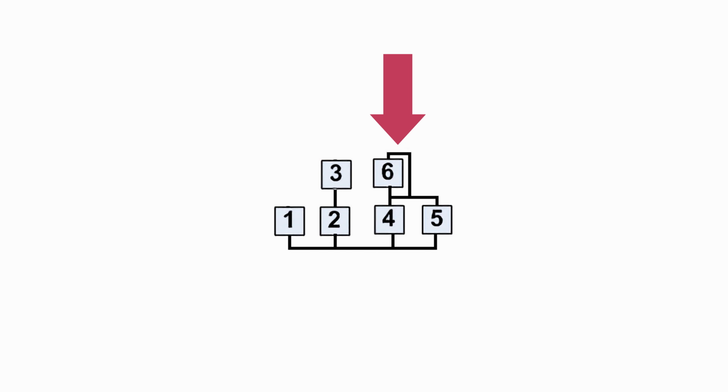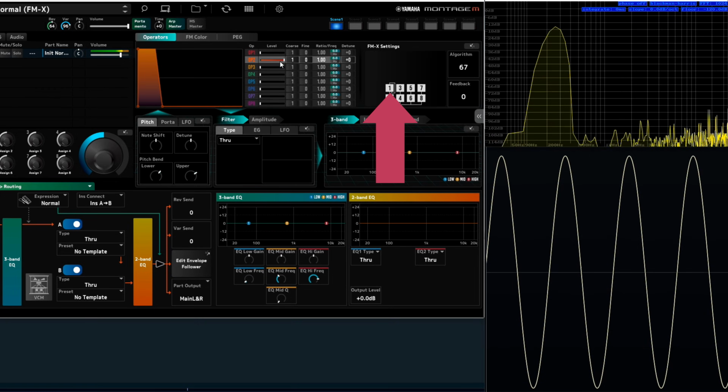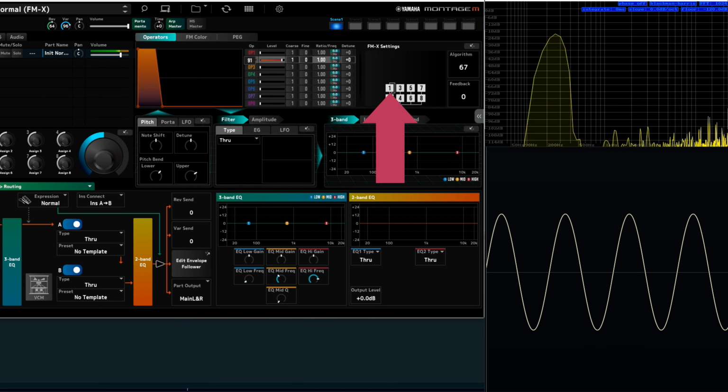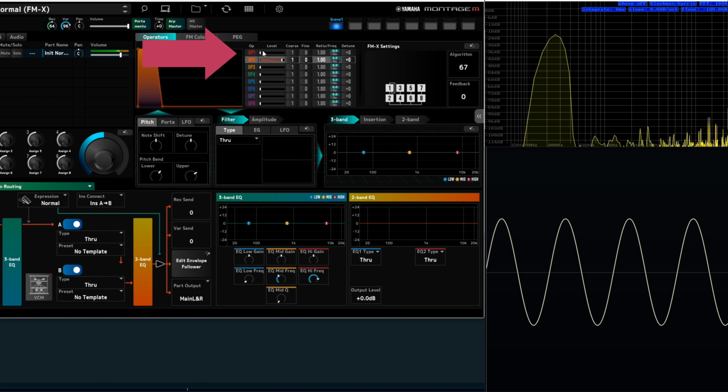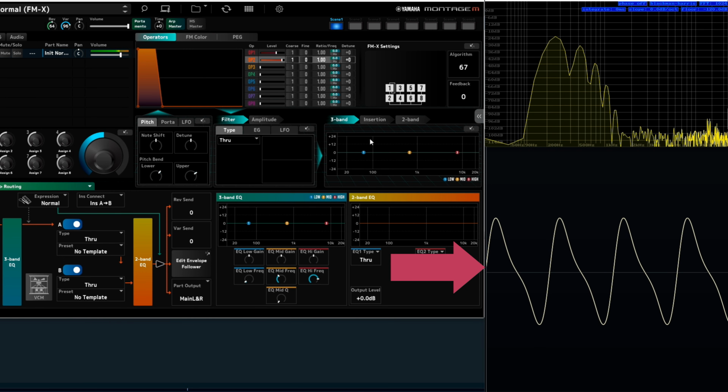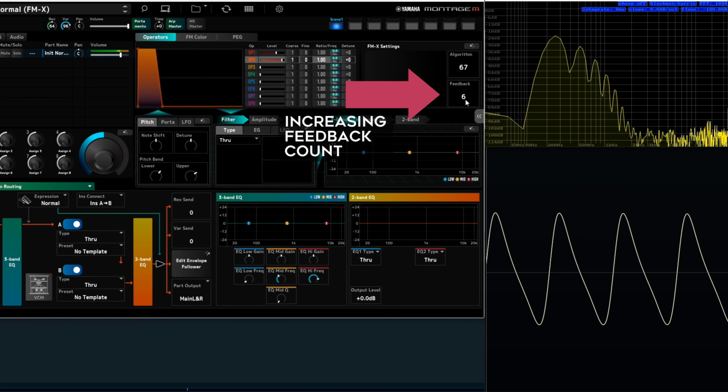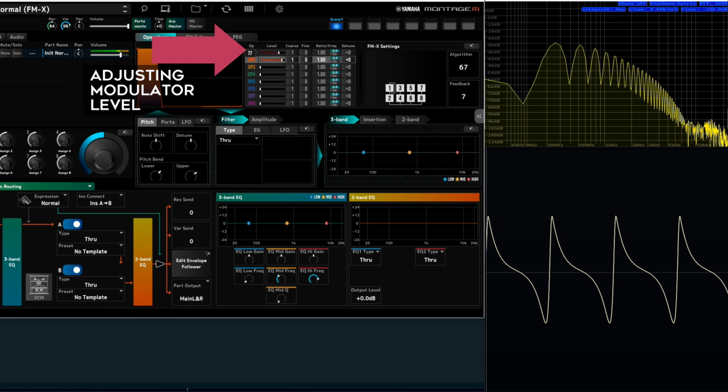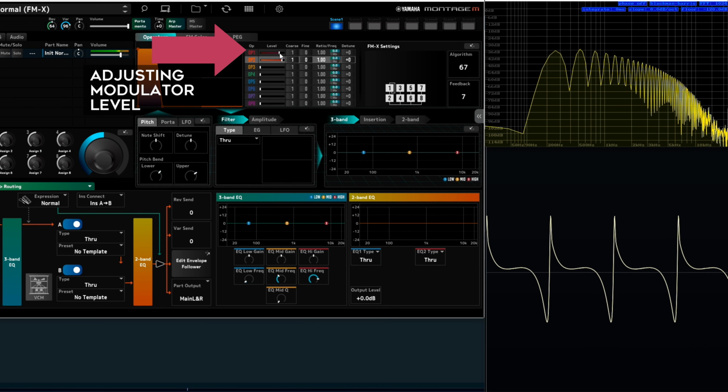Last but not least, you'll also find this small circle-like routing here. This is feedback. So this operator feeds back the result of its output back into itself, further distorting the sound. Feedback operators can be used to create saw waves, which otherwise isn't really possible on an FM synthesizer. Put this operator on top of another operator and increase the feedback level, and you'll end up with a nearly perfect saw wave.